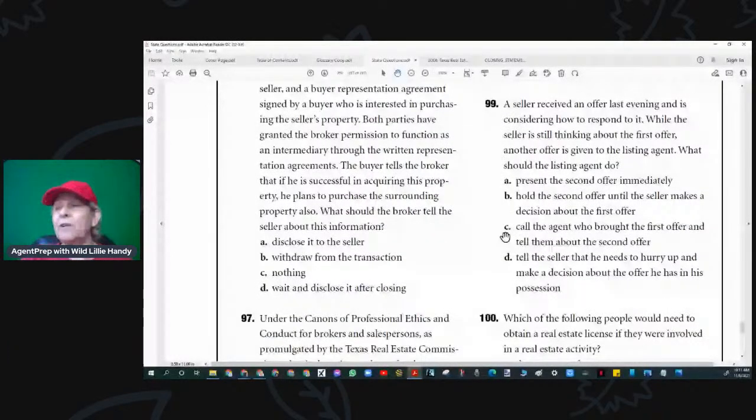A seller received an offer last evening and is considering how to respond to it. While the seller is still thinking about the first offer, another offer is given to the listing agent. What should the listing agent do? A, present the second offer immediately. B, hold the second offer until the seller makes a decision about the first offer. C, call the agent who brought the first offer and tell them about the second offer. D, tell the seller that he needs to hurry up and make a decision about the offer he has in his possession. So what do we do when we get multiple offers?